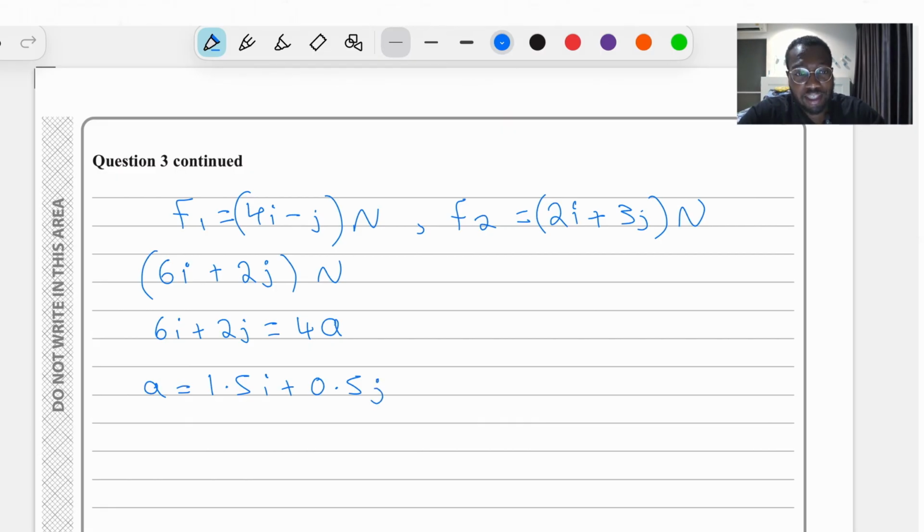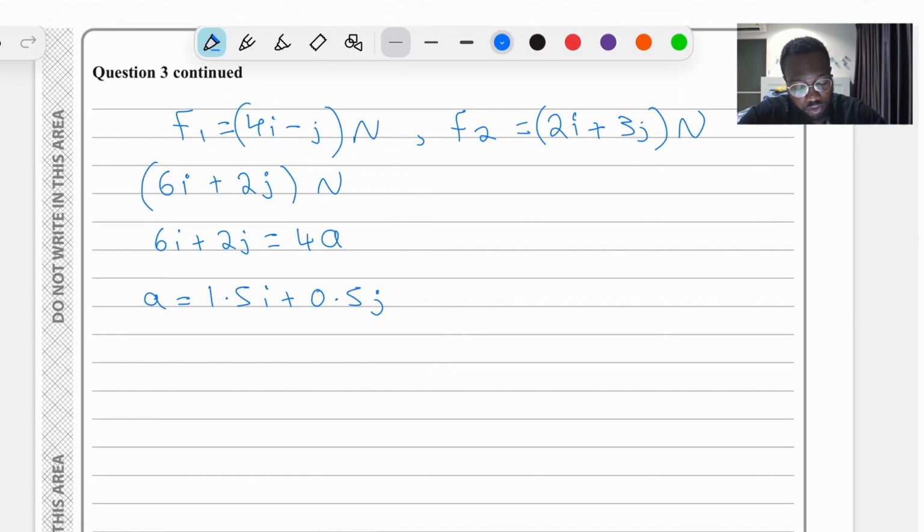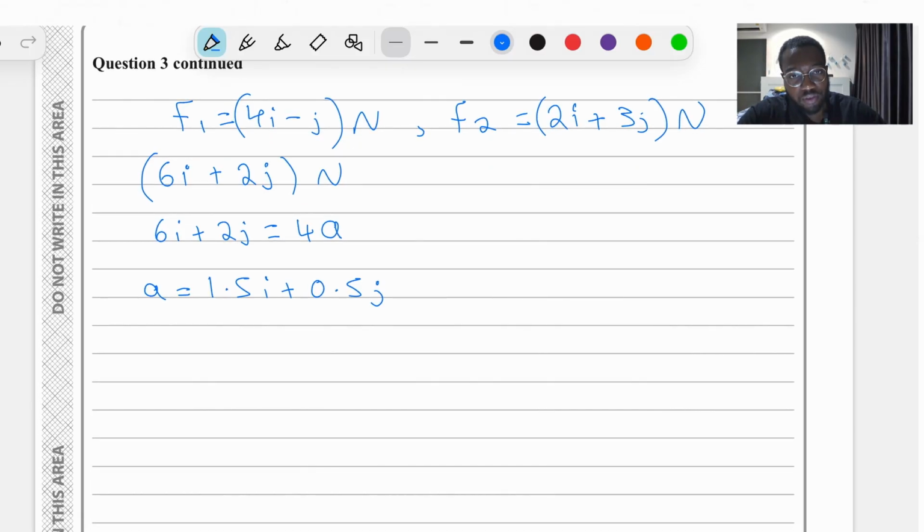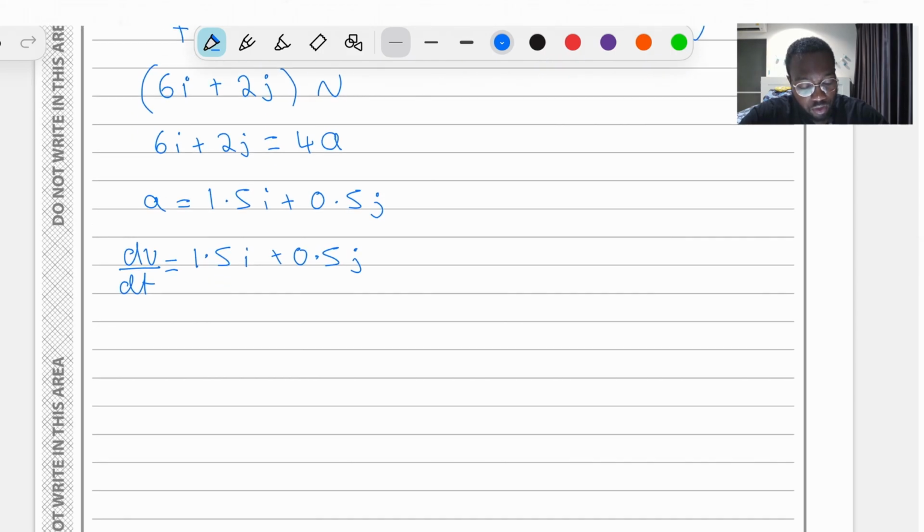Now, how do we work out the distance? So to work out the distance, what do we know? Well, it's like in the previous question 1. We know that a is the same as dv over dt, okay? So really, we have 1.5i plus 0.5j, and that is the same as dv over dt. And we can just integrate this twice, because if you integrate it once, you get the velocity. And if you integrate the velocity, you will get the displacement, okay? So that's what we're going to do. We're going to integrate with respect to t.